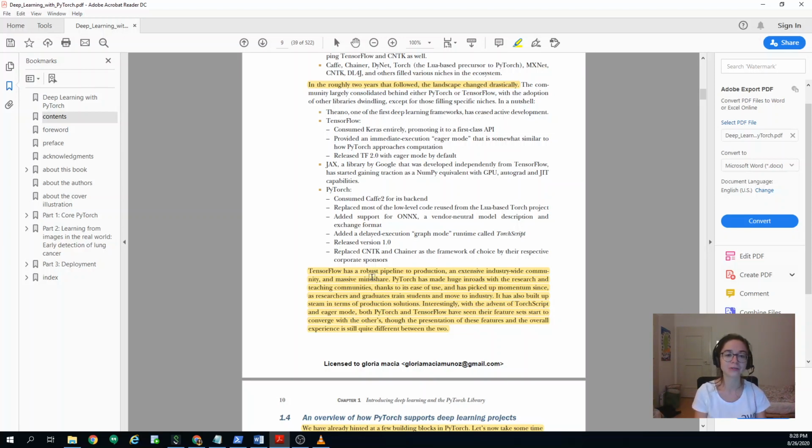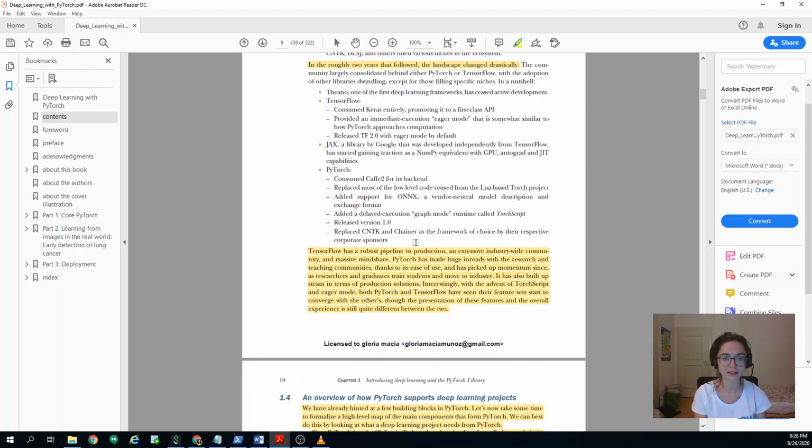And finally, it says PyTorch release version 1.0 replaced CNTK and Chainer as the framework of choice by their respective corporate sponsors. So now Microsoft is also using PyTorch. That's the big takeaway.